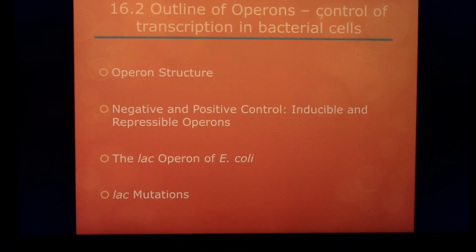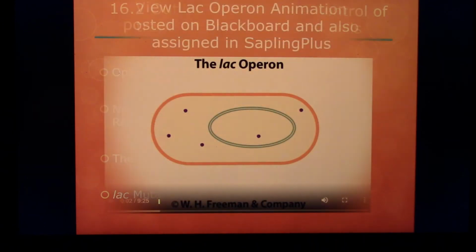All right, so moving on, outline of operons. In other words, how can we control transcription in a bacterial cell? Well, we have to study how those genes are organized in the bacterial cell, and they're organized into what we call operons. There are mechanisms of negative and positive control. Inducible and repressible operons exist. We're going to focus on the lac operon from E. coli and lac mutations. Well, that's really going to be the next set of slides, but it's coming.